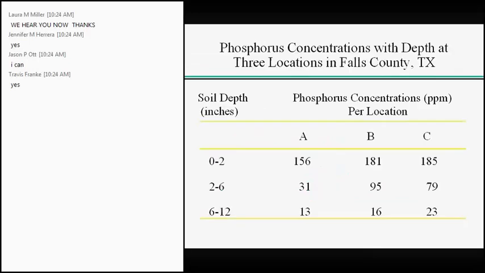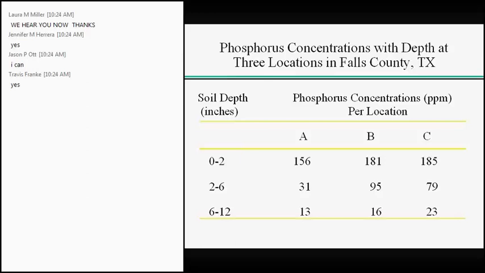Next slide. This is an example in Falls County, looking at soil test phosphorus at 0 to 2, 2 to 6, and 6 to 12 inches. You'll notice that at these 3 locations there is a tremendous amount of phosphorus in the top 2 inches. We've got quite a bit in the 2 to 6 inch layer on sites B and C, but look what happens when you get to 6 to 12 inches. It really starts to drop off. So once you get to 10 parts per million, you really have some issues from the standpoint of being able to grow a crop.